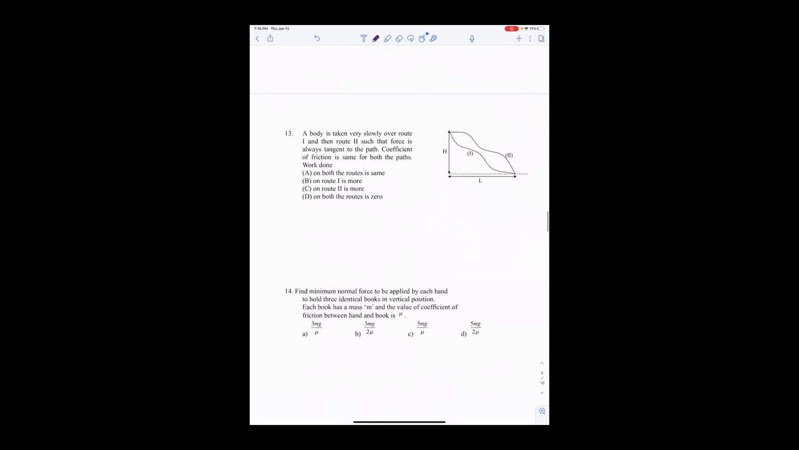So the first question, I gave it a little different. A body is taken very slowly. That means velocity is 0. Root 1 and root 2.